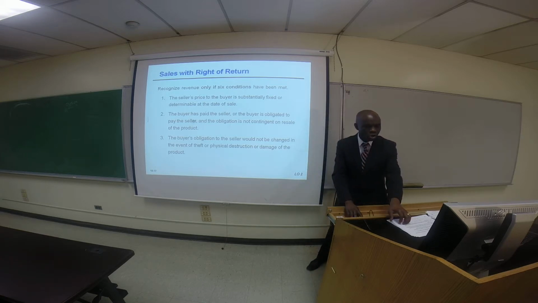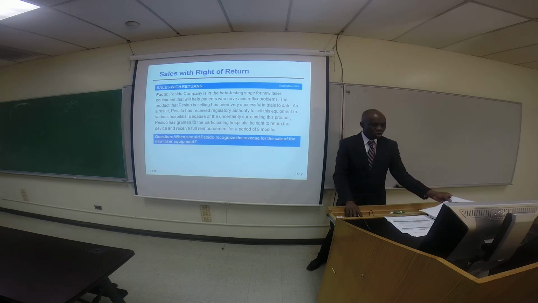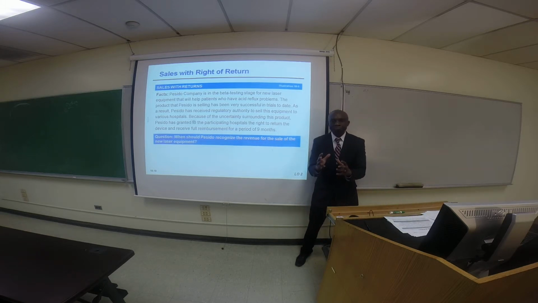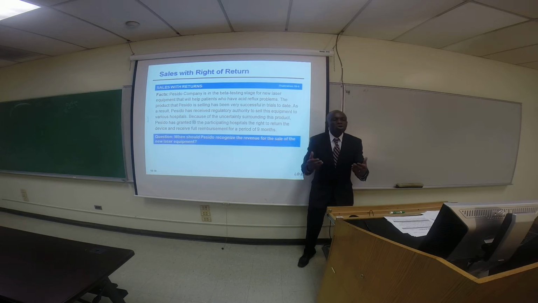So again, like I said, go through all the 6 conditions relative to sales with right of return. So let's take a look at the application of those 6 conditions. Here at the first, P company is in the beta testing stage for a new laser equipment. Let me summarize the situation. Listen to this carefully. We sold the equipment to the hospital and said to the hospital, you can bring back the equipment if it doesn't work out for whatever reason, and we'll reimburse you for a period of 9 months.